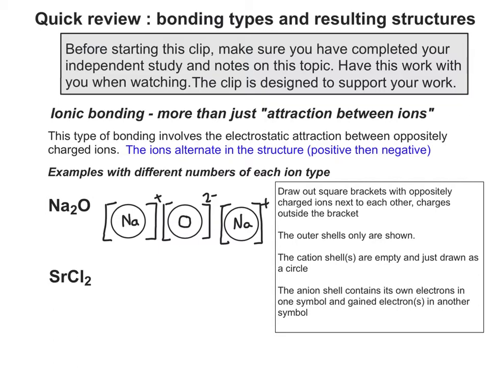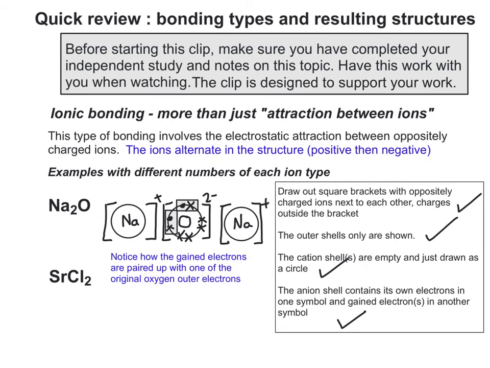So I've drawn up my square brackets with the oppositely charged ions next to each other, and the charges are drawn outside the bracket. The outer shells only are shown, and the cation shells are empty and just drawn as a circle. Now the anion shell contains its own electrons in one symbol and gained electrons in another symbol. But notice how the gained electrons are paired up with one of the original outer electrons from oxygen. The reason for this is when electrons are gained, partially filled orbitals with 1 electron now have 2.